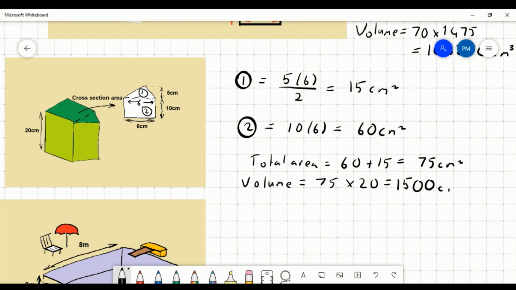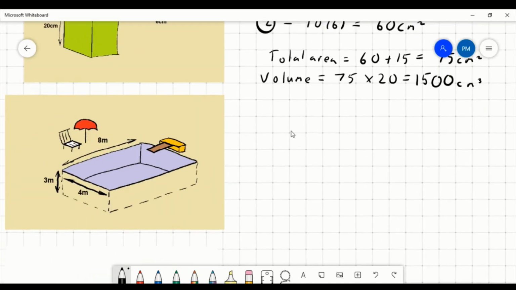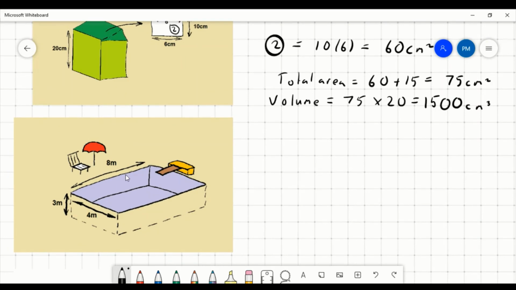And then this time, this is our volume, so that's centimeters cubed. So let's look at, just to finish up, I've got 2 different practical examples of areas where you would use this. So imagine if somebody had a swimming pool, and I haven't written in the question here, but when you do the revision quiz, it'll be written in.